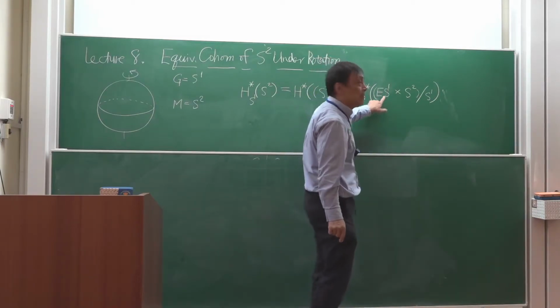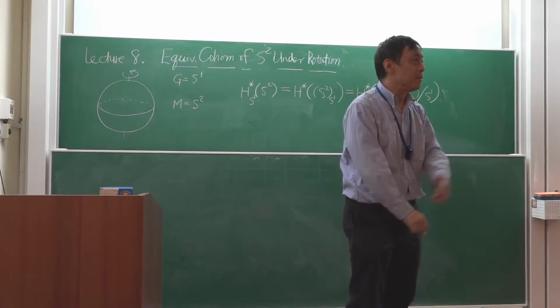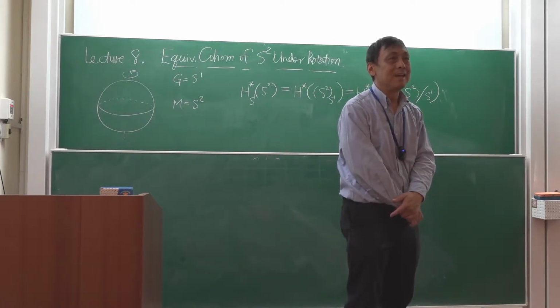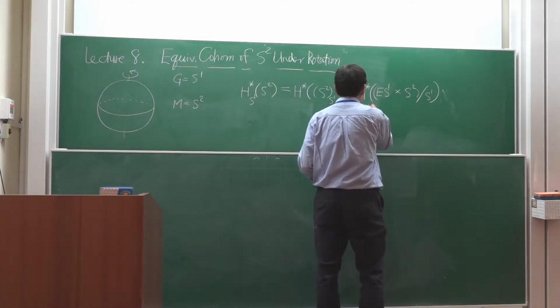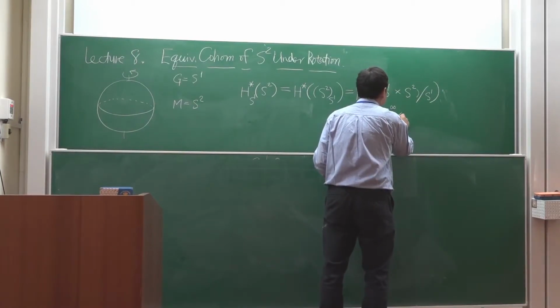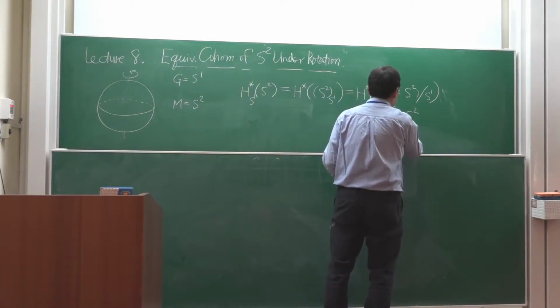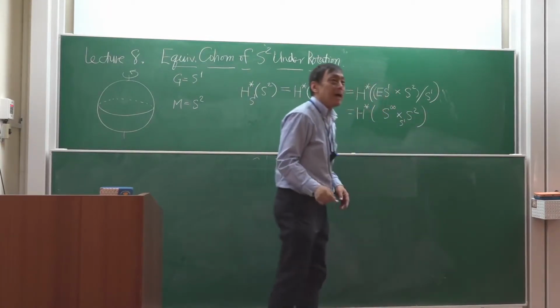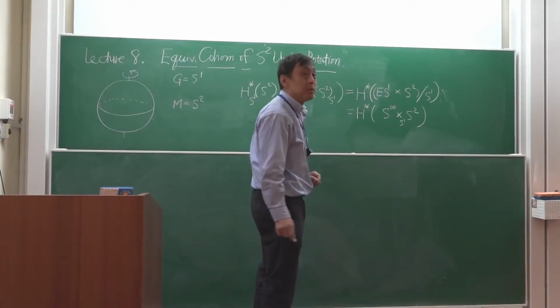And what's ES1? What's the contractible space on which S1 acts freely? S infinity. So this is S infinity cross S2, and then we often put the S1 down here. So that's what we have to compute.